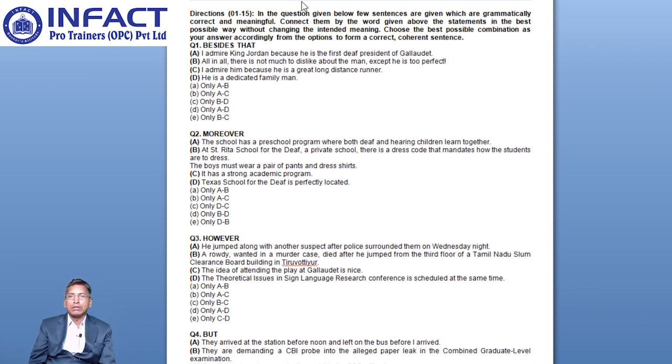Question number 2. Moreover is the word and you have 4 statements, and we need to see which 2 statements can be connected together. Statement 1, that is option A: the school has a preschool program where both deaf and hearing children learn together. Statement B: at St. Rita School for the Deaf, a private school, there is a dress code that mandates how the students are to dress.